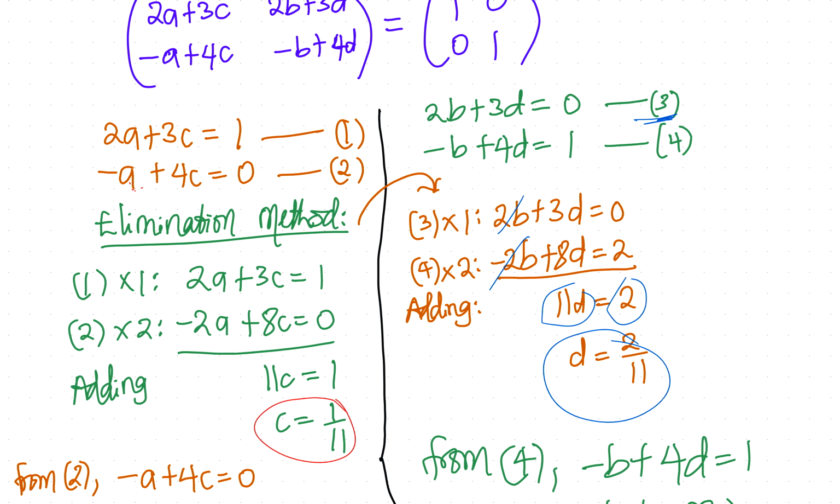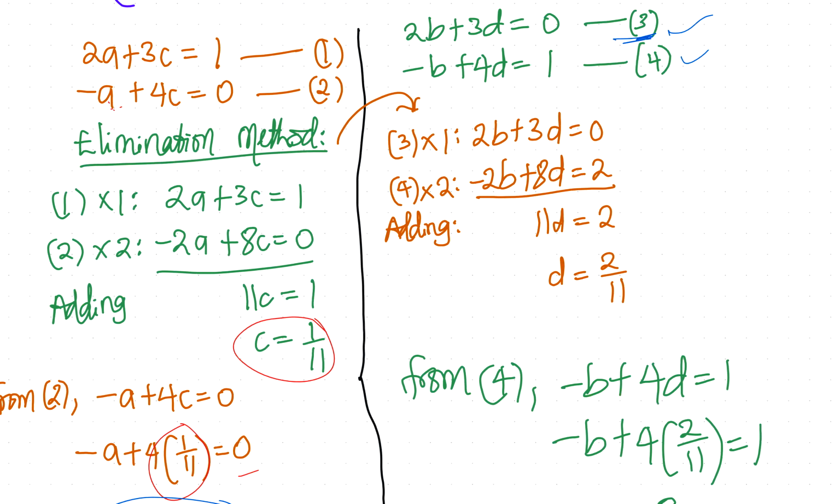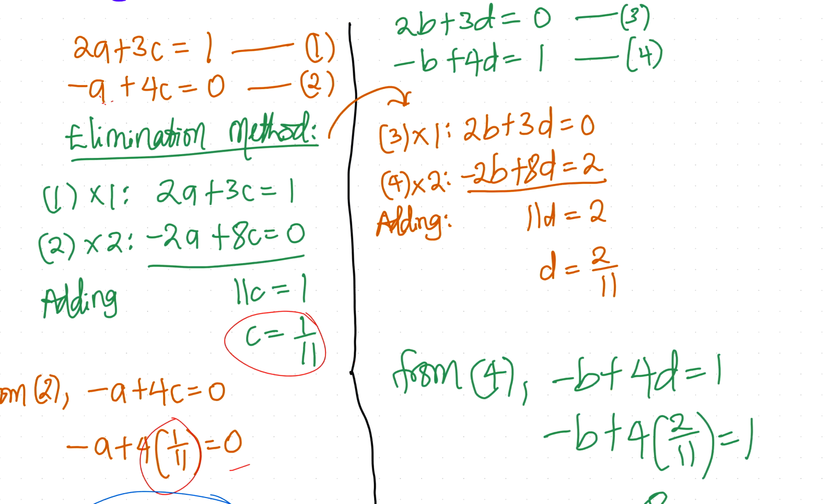Now that you have it, you can use the easier of these equations. The easier one is obviously this, because I don't have to multiply something and start dividing. Minus B is just straightforward. If you use any one, you get the answer, don't forget. It's not a rule that you must use 4. You can use 3, you can use 4. Either one is fine. So you have minus B plus 4D equals 1. That's what equation 4 is.